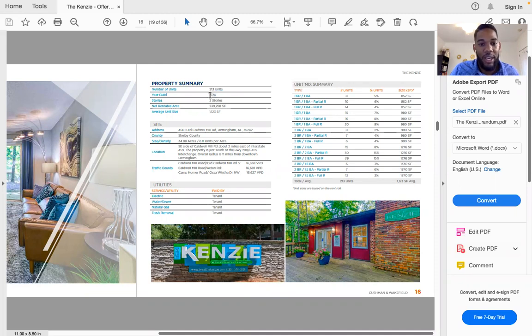So traditionally, Charles usually says, properties that were built 40-ish, 50-ish plus years ago, a lot of times the designs were different. You usually see less open floor plans, smaller square footages on the units. So this unit mix may be reflective of the age of the property.